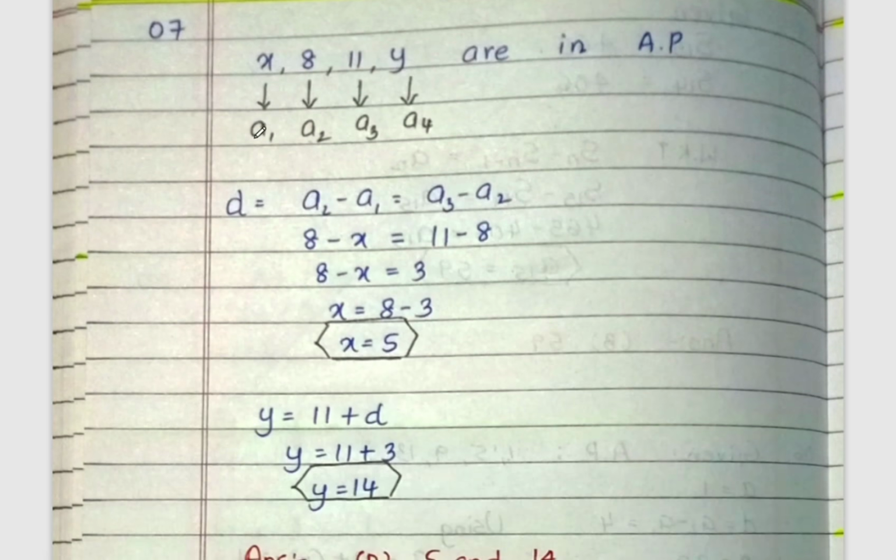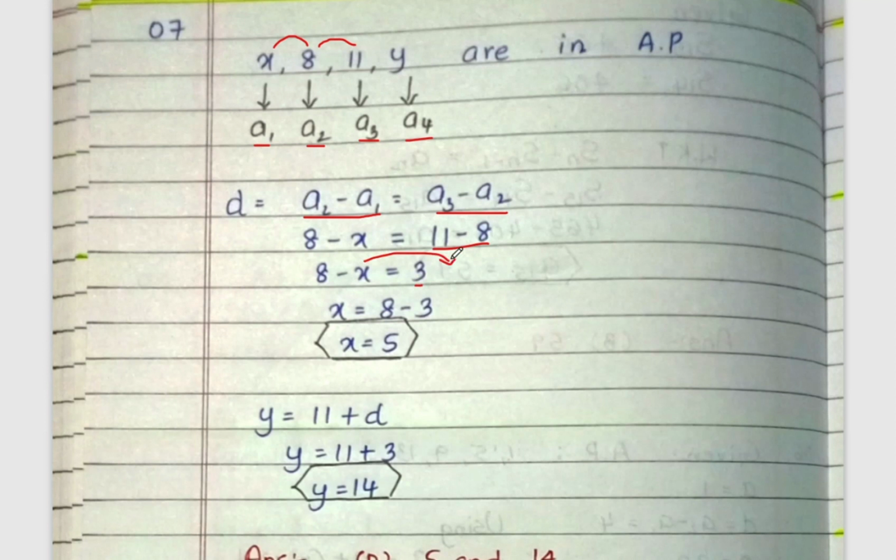That is, d equals a2 minus a1, which is equal to a3 minus a2, where a1 is x, a2 is 8, a3 is 11, a4 is y. Now, a2 minus a1 equals a3 minus a2. Substitute the values, we get x value equals 5. That is the first term, x equals 5.